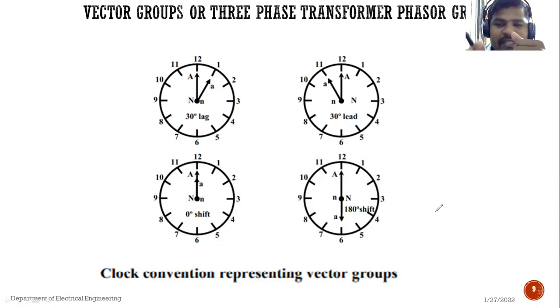HV winding can be represented by a minute hand. LV winding can be represented by an hour hand.